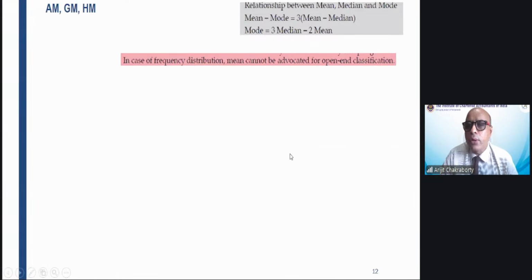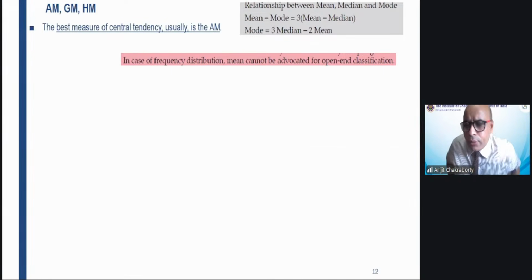Finally, we have a quick recap, the closing. We come to the closing part of the discussion. AM, GM, HM: the best measure of central tendency usually is the arithmetic mean. On the right hand side, you can see another very important relationship of mean, median, and mode.